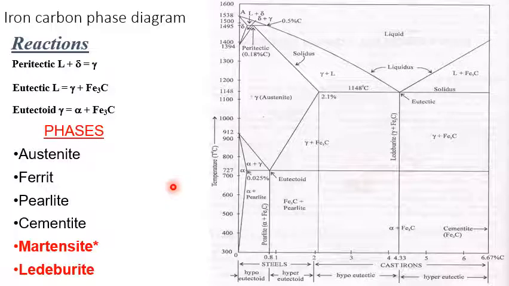So the different phases which occur at different temperatures are: austenite, an FCC structure; ferrite, a BCC structure; pearlite, a mixture of alpha ferrite and Fe3C in a lamellar structure; cementite, an intermediate compound; martensite, an unstable phase which we get when we cool the austenite to room temperature at a faster rate than the critical cooling rate; and ledeburite, a eutectic mixture.